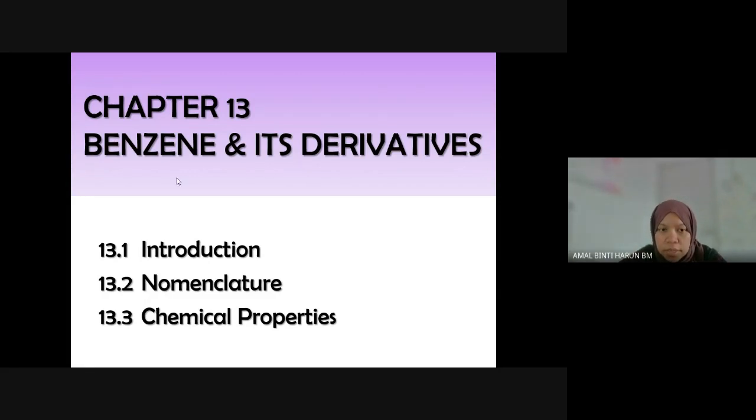So in chapter benzene, it's a very simple structure because there are not many reactions there. And for the mechanism, we have only one mechanism. Okay. So I will explain to you within this 1 hour the introduction part, how we name the benzene and its derivatives, and the chemical properties involved.